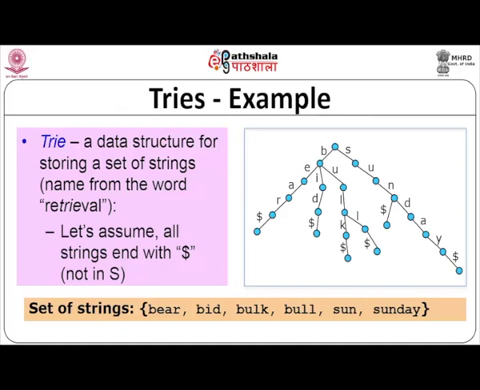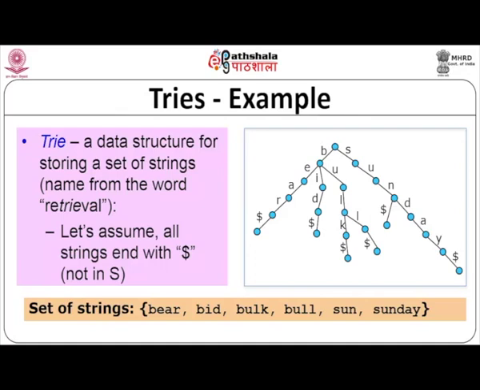Now, after S you have only U, and SU is common to both sun and Sunday. After SU you have SUN, common to both words. Please note the difference between the previous example and this one. After N you have a special character, dollar, which indicates that sun is a word by itself. After that you have DAY and dollar. So, that finishes sun and Sunday.